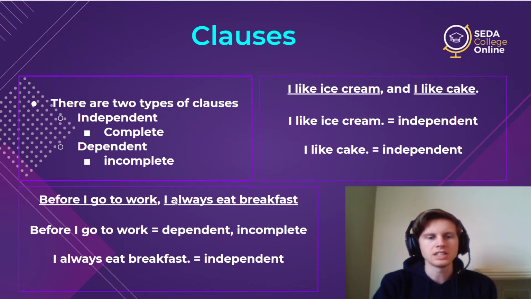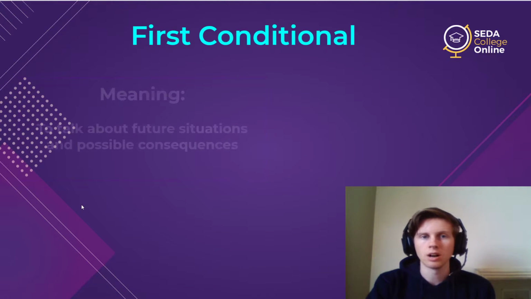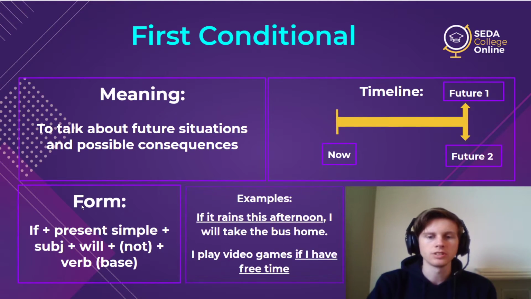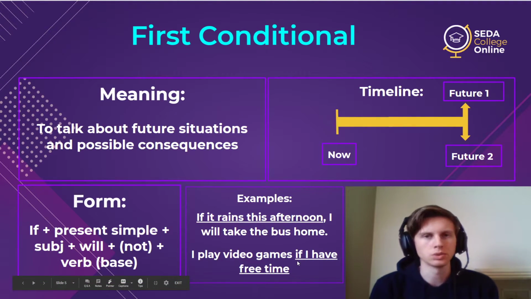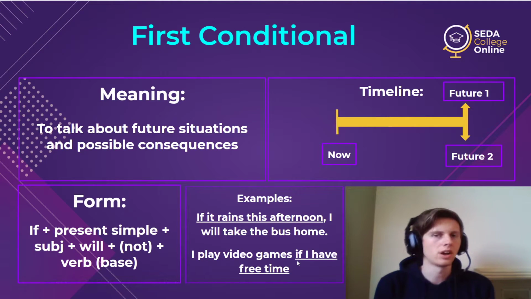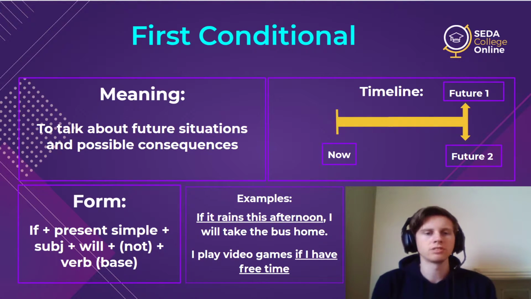This is because the dependent clause is first. So if it's first, you need a comma. If it isn't first, you don't need a comma. So that's just one of the writing rules for this, a comma or not. Okay, but that's it for the first conditional.